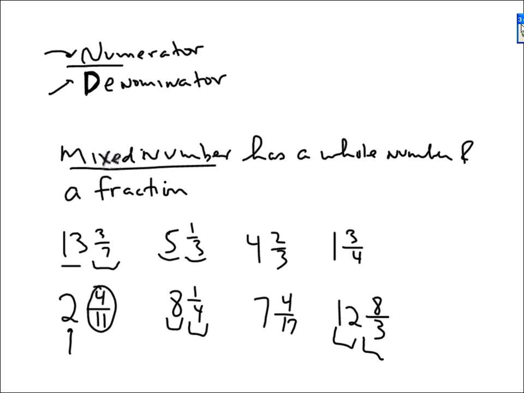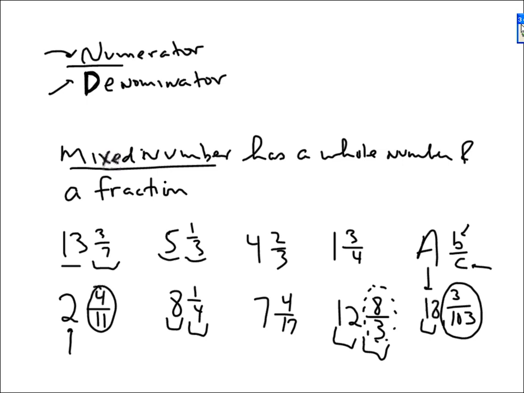Here's a whole number, here's a fraction. In this case, the fraction is even improper. 3 goes into 8 at least one time. But it doesn't matter. If you have a whole number and a fraction next to it, A can be any number you want. A can be 18. B can be 3. C can be 103. That's a mixed number. It's the whole number and a fraction.